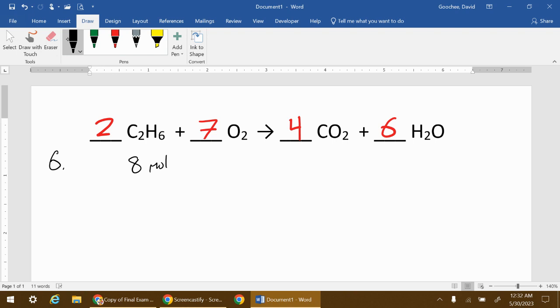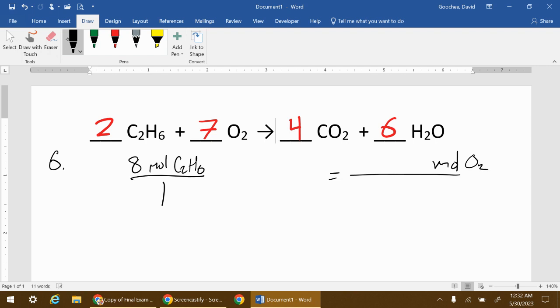You might be like, Mr. Gucci, which one of these is ethane? Well, that's not ethane. That's oxygen. That's carbon dioxide. That's water. Ergo, process of elimination, ethane is C2H6. And we want to figure out how many moles of oxygen we are going to need.